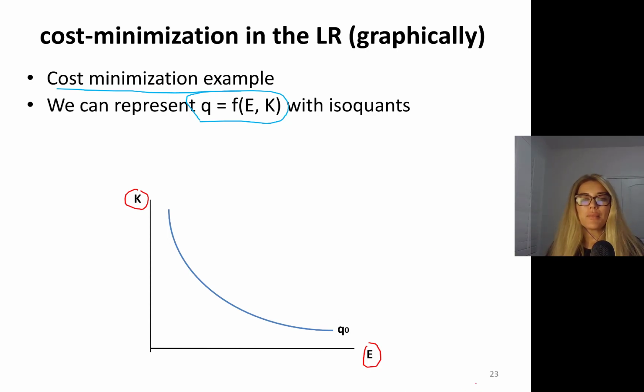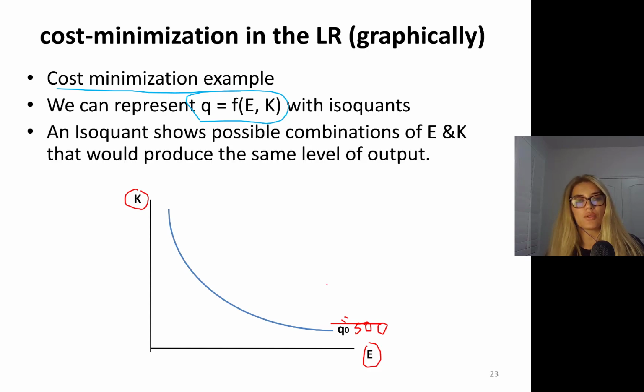I'm going to make up a number, folks. Let's say this is 500 units of cars. Any of the combinations on this blue line will give you 500 units of output using different combinations. An isoquant shows possible combinations of both employment and capital that would produce the same level of output.